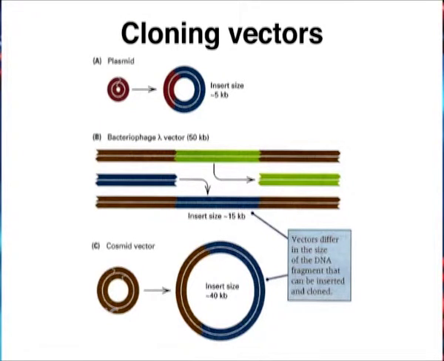There are many types of cloning vectors, but the most commonly used ones are plasmids, bacteriophages such as phage lambda, cosmids, and bacterial and yeast artificial chromosomes, BACs and YACs. The choice of vectors depends on insert size and application. Vectors like plasmids, phages and cosmids can insert DNA up to 10, 20 and 45 kilobase pairs respectively.